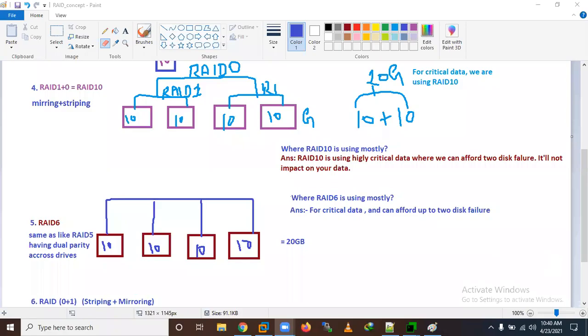So let us discuss RAID 1 plus 0, or what we call RAID 10. RAID 10 uses mirroring first and then block-level striping. Here we need a minimum of at least 4 disks. How many disks are required here? Minimum 4 disks.